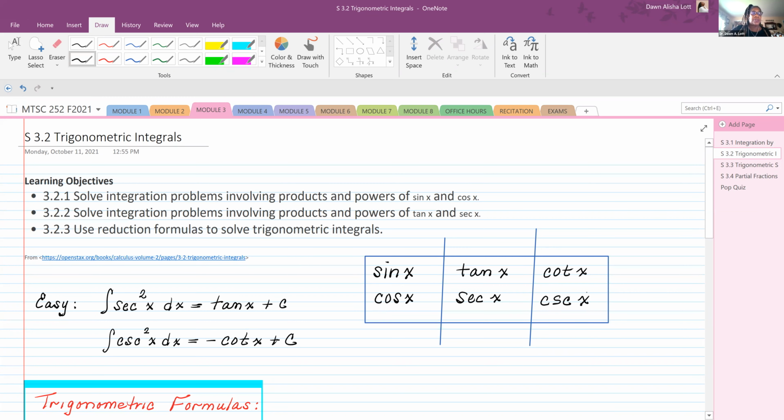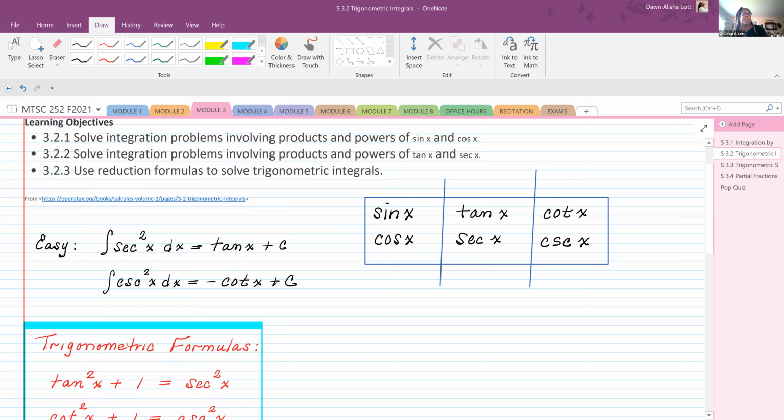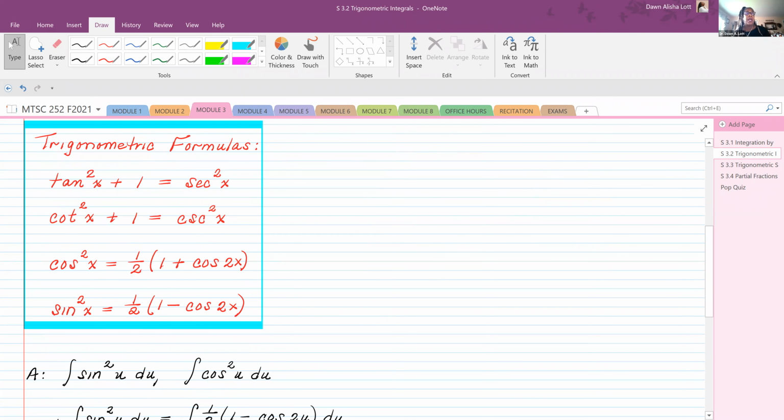All right, so as you can see, we talked about integrating secant squared. Since it's a perfect derivative, that one was easy. Its integral is tangent. Cosecant squared is another one with a perfect derivative, with the exception of the negative, so it comes back to be cotangent. Okay, so then we were using some of these trig formulas, which I hope you looked over. I told you the two that you absolutely had to remember, but you need to actually remember all of them. So we're going to work on that today.